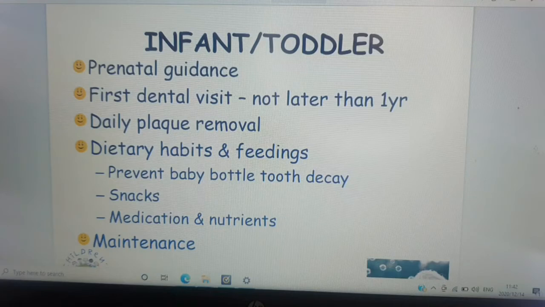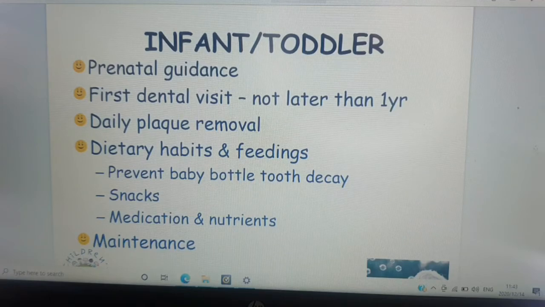Basically, this would involve prenatal guidance, as I had mentioned, talking to both parents or the guardians. This would then be the first dental visit. Normally we encourage that the first dental visit be done within the first year after birth. So this will then involve daily plaque removal by the parents or the guardians.